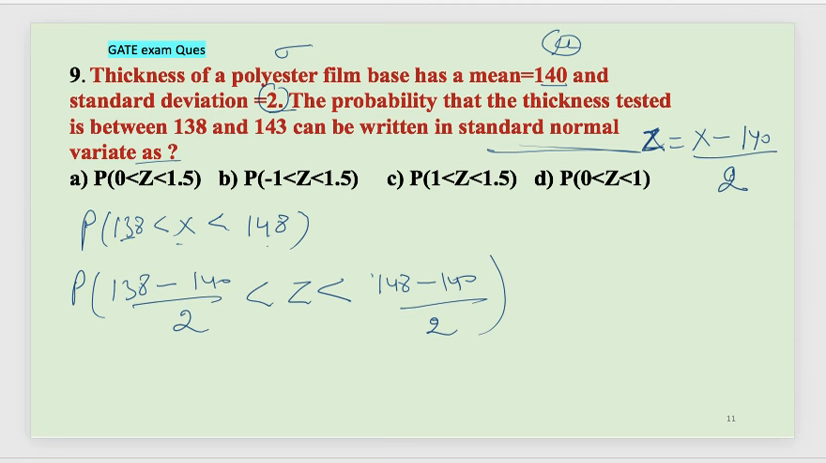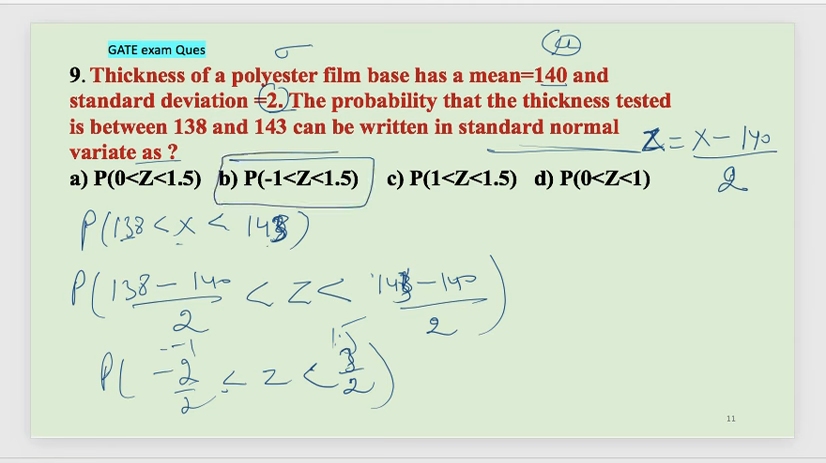So we observe that here we have a minus 2 value. So P from minus 2 by 2, which equals minus 1, and 148 means, I'm sorry, it is 143. I made a mistake here, 143. So when I say 143, it will be 3 by 2. So 3 by 2 is 1.5, so from minus 1 to 1.5 seems to be option B. In this question, they are not asking us to evaluate the value, they are asking to switch from a non-standard to the standard one.